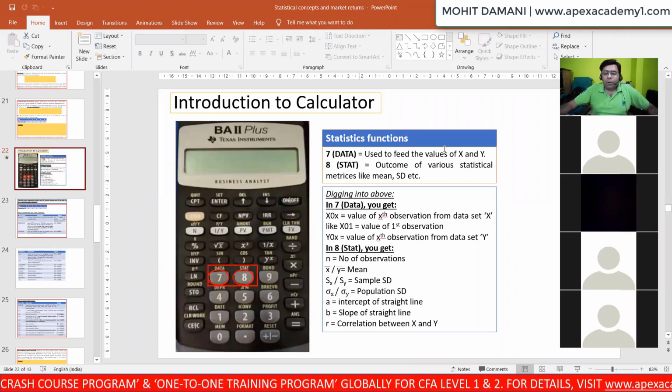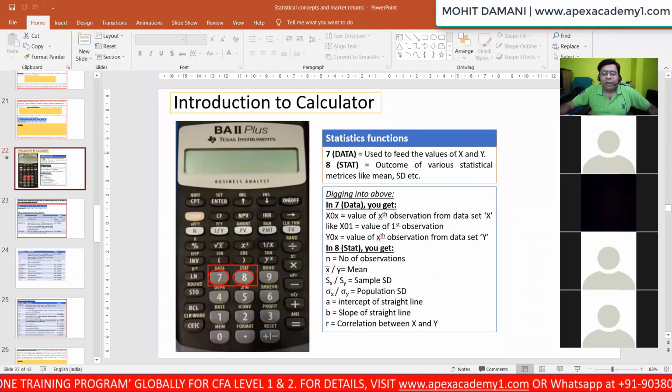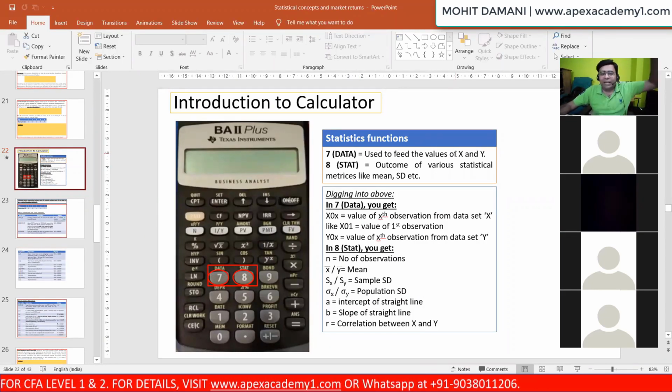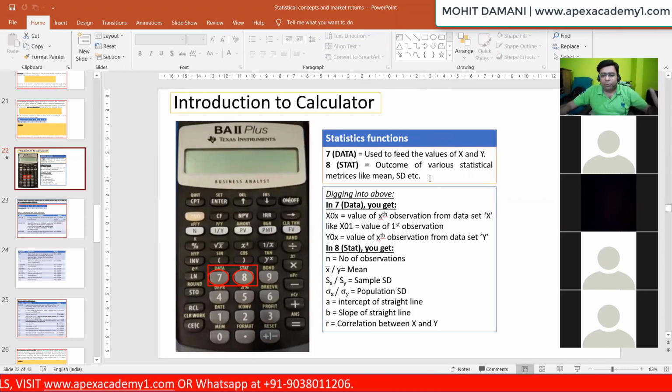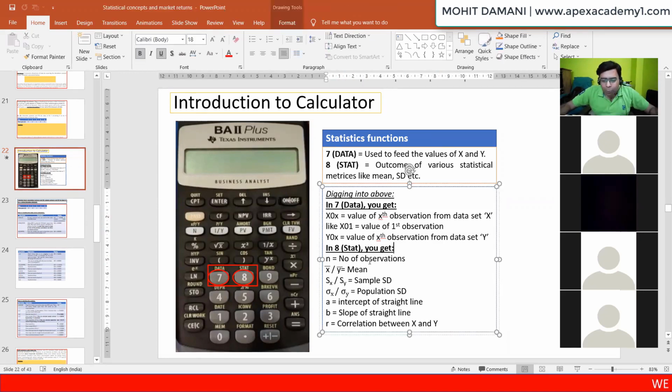Whatever the x values and y values you get in statistics, you would have seen the x variable, the y variable, and all those things. This 7 serves as the input button where you input the x values and the y values, and 8 will give you all the output. What are the outputs you are going to get? You can see the list from here.